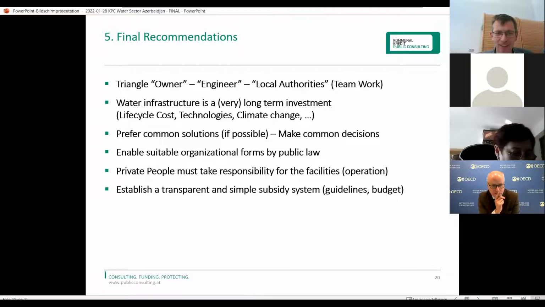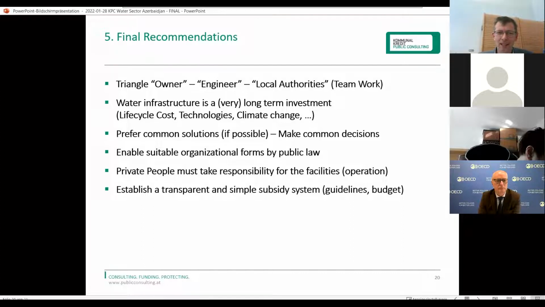Yes, so this is my last slide, and I still want to comment on some points. In Austria, the triangle between the owner, that's the municipality or cooperative or somebody else, and the engineer and the local authorities is very strong. So they work together. It's teamwork, and they look for the best solution.